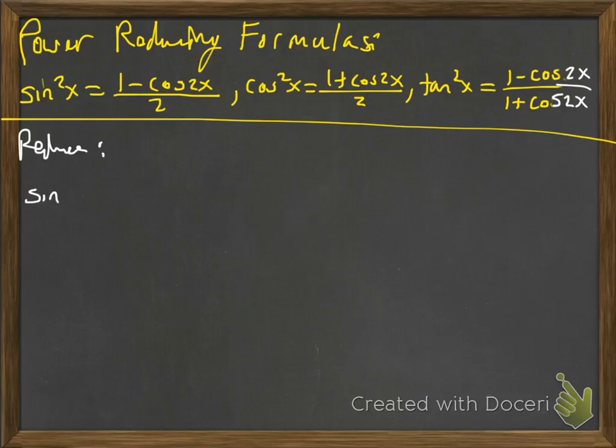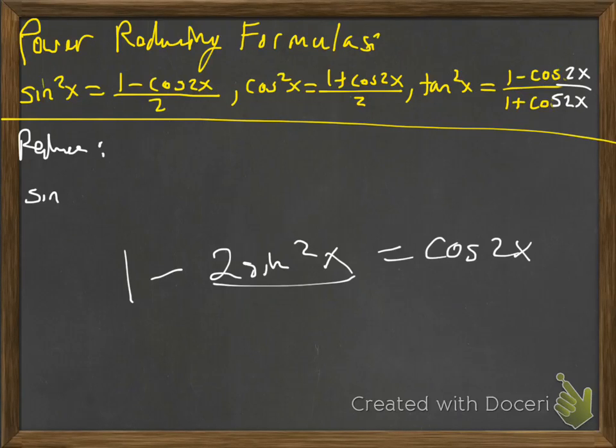So where we would get this sine squared power reducing formula is it comes from the double angle formula for the cosine, and then we would just solve for sine squared in that particular instance. That being the 1 minus 2 sine squared x, that was equal to cosine of 2x. So we go ahead and we just solve for the minus 2 sine squared, we'll solve for that sine squared, and that'll give us that power reducing formula there.